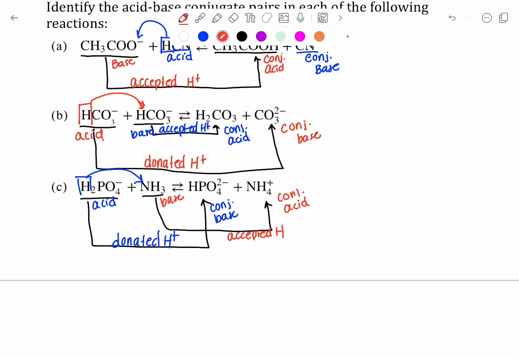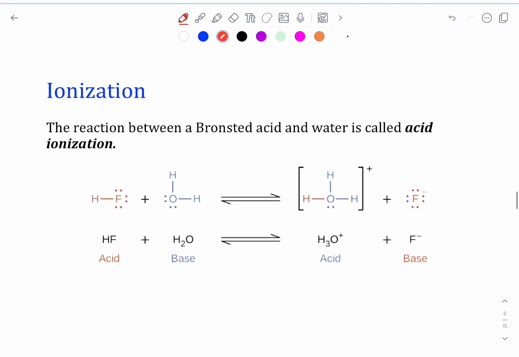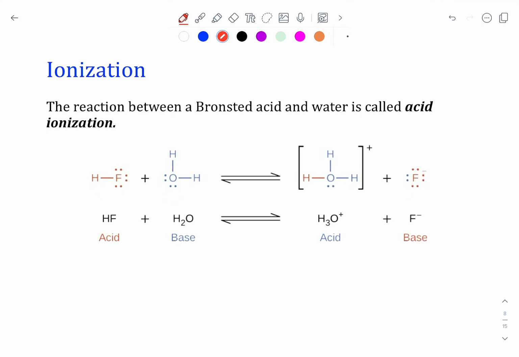So let's talk a little bit more about water in regards to acid-base reactions. In order to do this, we have to discuss ionization. The reaction between a Bronsted acid and water is called acid ionization because water is acting as the base and the Bronsted acid is acting as the acid. Therefore, we are creating an ion in this solution. We are creating the hydronium ion.